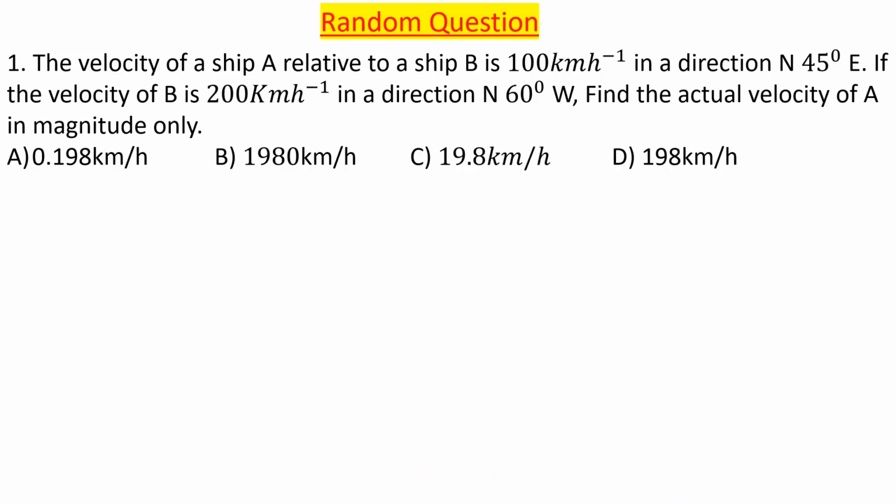So today we are going to be looking at a random question which was proposed to me by an MI engineering student. The velocity of a ship A relative to a ship B is 100 km per hour in a direction north 45 degrees east. If the velocity of B is 200 km per hour in a direction north 60 degrees west, find the actual velocity of A in magnitude only.